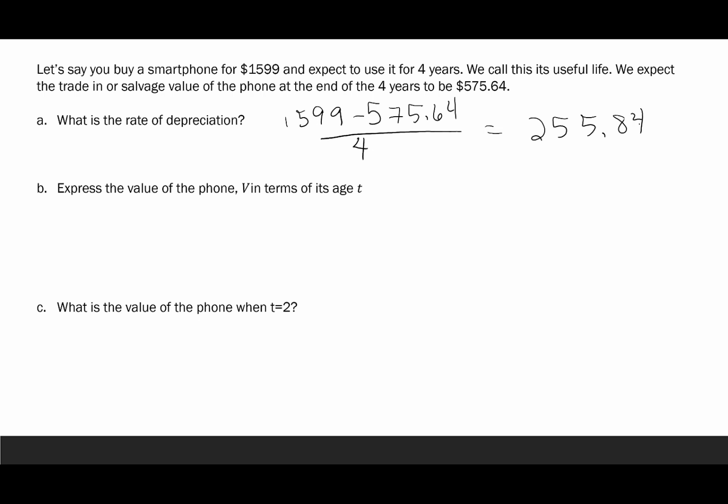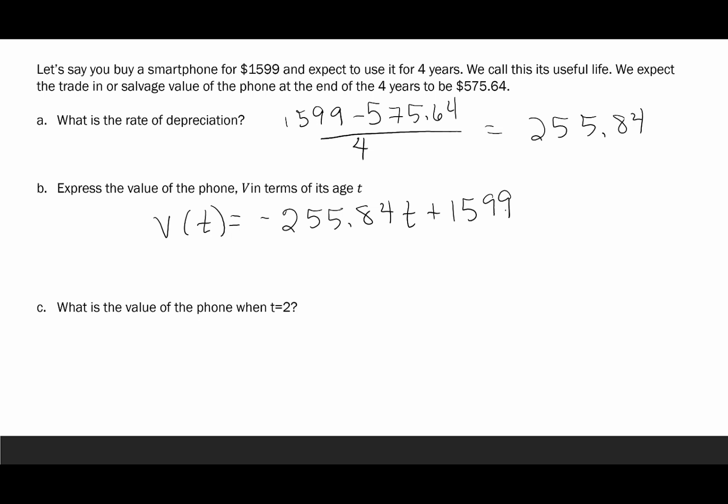Yes, this is a negative amount, but we're already saying it's depreciating, so sometimes you can go back and forth with the negative or not negative. But you'll see when we put it into the function, we will put the negative in. So we're going to express the value of the phone, and we're going to call it V, in terms of its age t. So V of t, the value at time t. So I go with it's depreciated at $255.84 per year, plus $1,599.